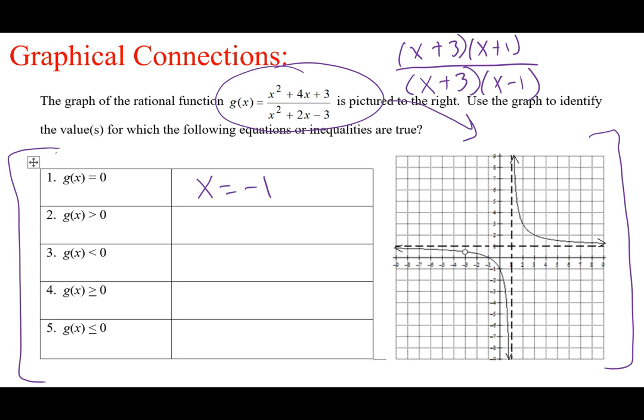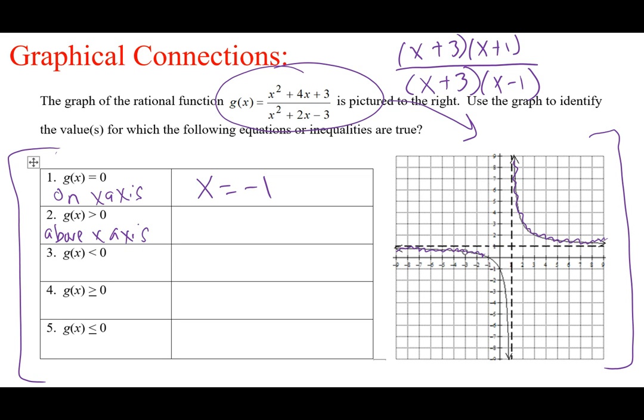Compare that to number 2, where is g of x strictly greater than 0? So greater than 0, of course, means above the x-axis. So maybe that would be helpful to write. On the x-axis is what you're solving for in number 1, strictly above the x-axis. So if I look for where the graph is strictly above the x-axis, it's here and here. But again, strictly above means you're not going to have any brackets. You're only going to have parentheses.